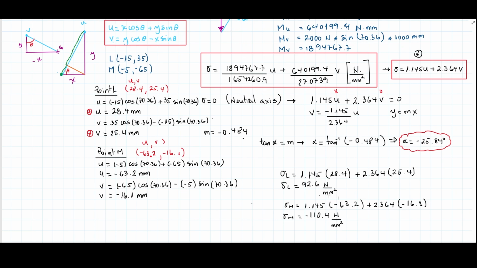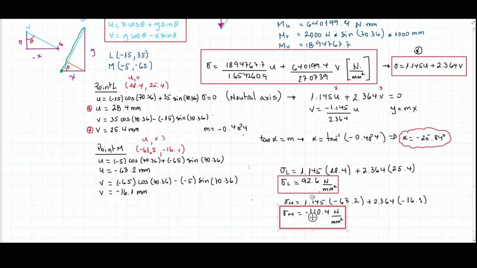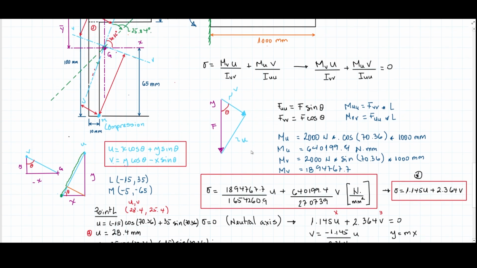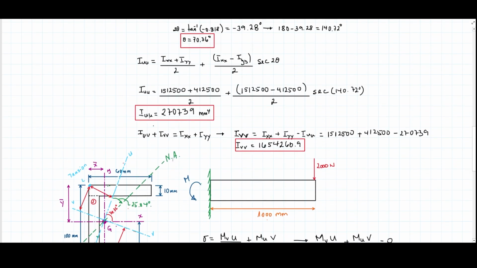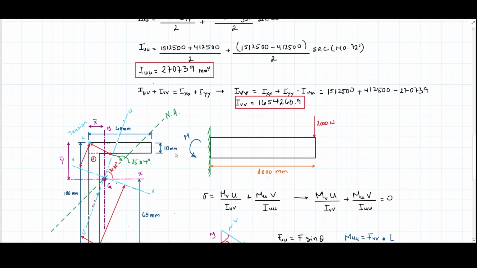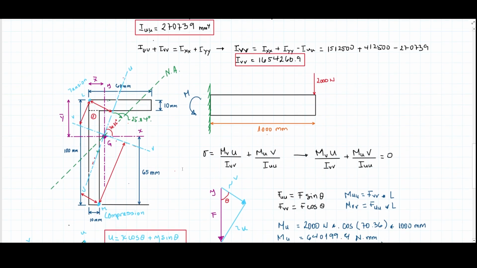And there we have found our remaining 2 values to complete the exercise. Then as a brief summary for this part, after we found the position of the neutral axis, visually you can inspect, in this case it's easy, what are those points that are far away from the neutral axis? And we know that L and M are those 2 points far away from the neutral axis.